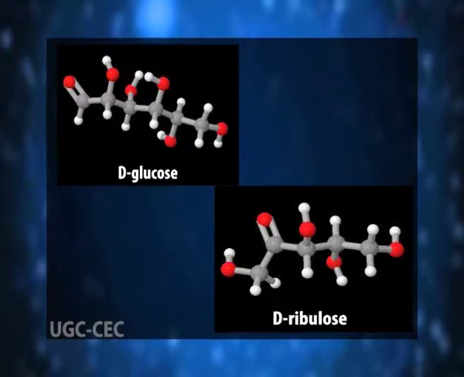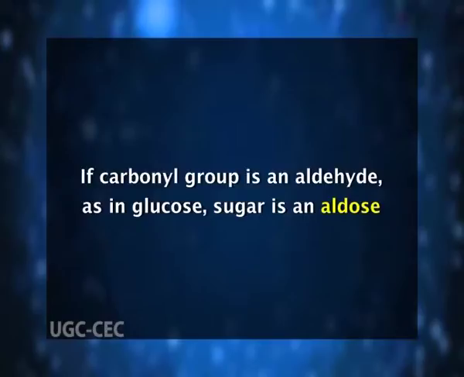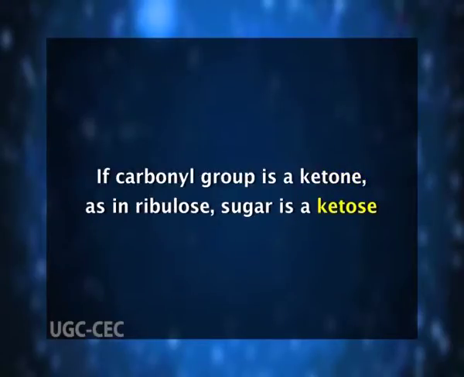Such substances, for example, D-glucose and D-ribulose, cannot be hydrolyzed to form simpler saccharides. Monosaccharides are classified according to the chemical nature of their carbonyl group and the number of their carbon atoms. If the carbonyl group is an aldehyde, as in glucose, the sugar is an aldose. If the carbonyl group is a ketone, as in ribulose, the sugar is a ketose.